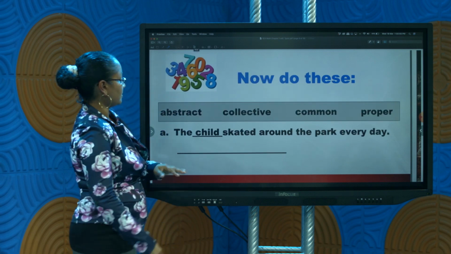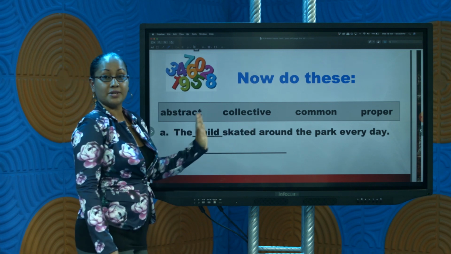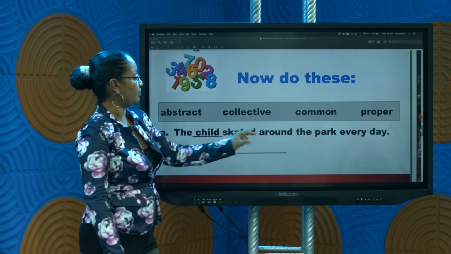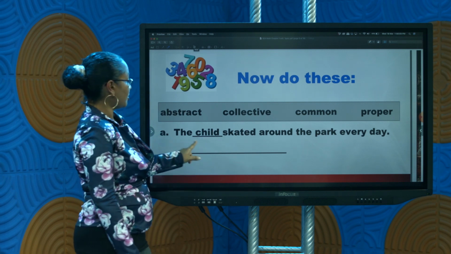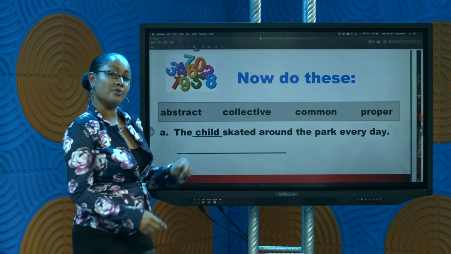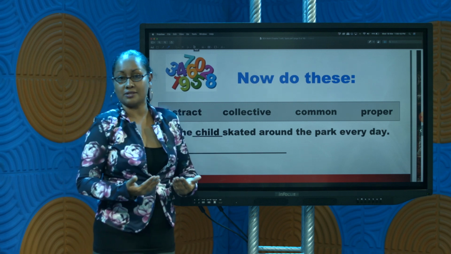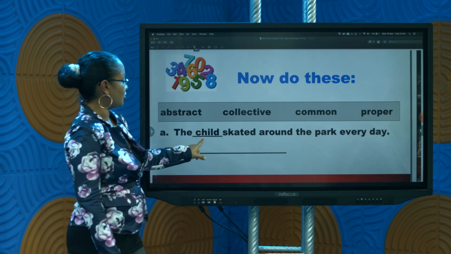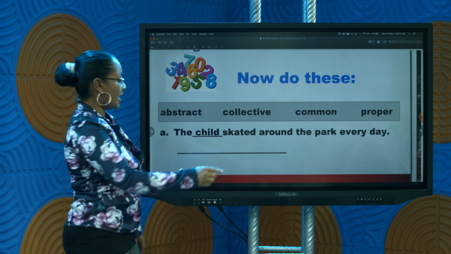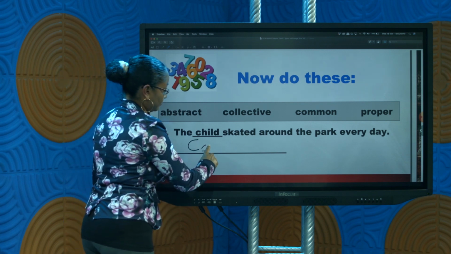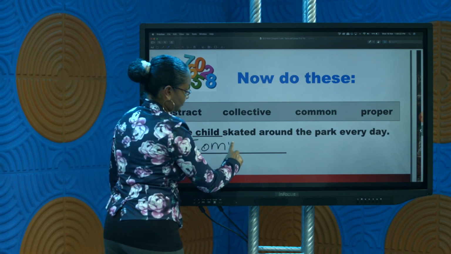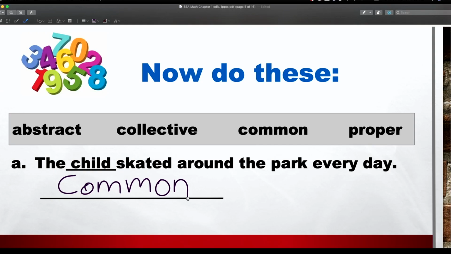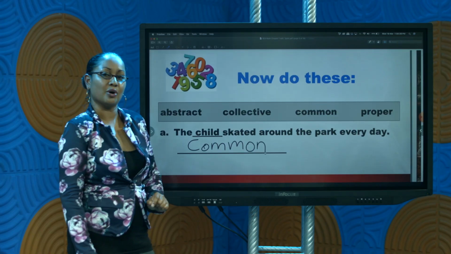Now, let's look at this. Again, we have our four choices. Let's look at our question. The child skated around the park every day. Child is underlined. Therefore, when your child recalls that video on common nouns, automatically they would know that child is a common noun and would simply write the word common in identifying the type of noun.